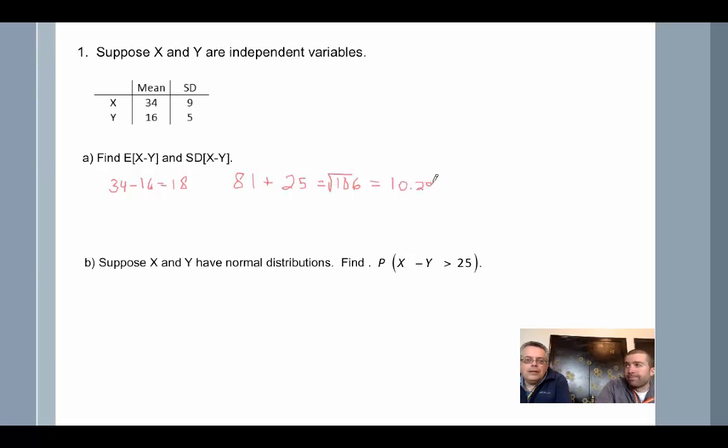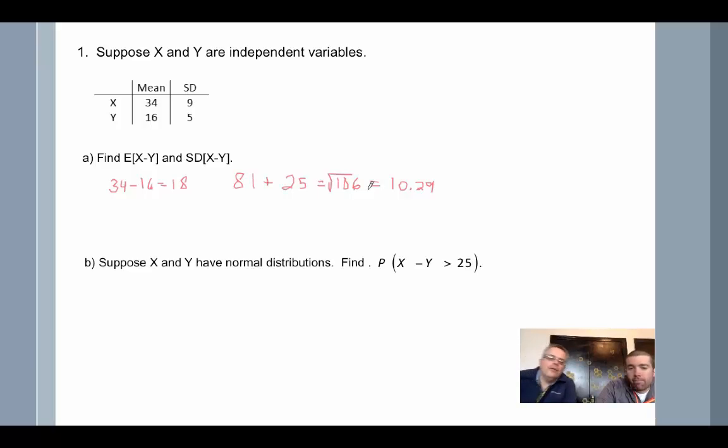Now, here's the new fact. If x and y have normal distributions, so does the difference. This we didn't talk about before, and this is very special to normal distributions. It's the only distribution, I think, that has this property.